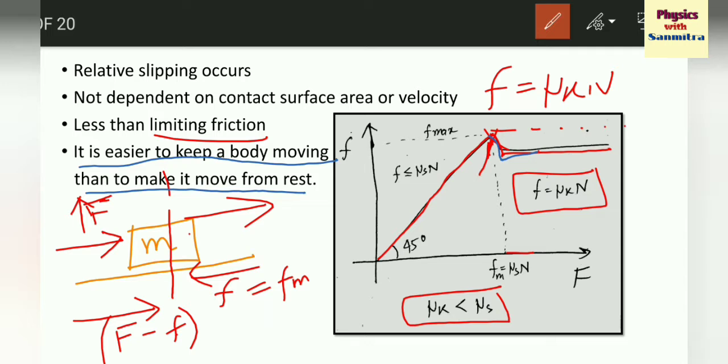Suppose I am moving a block with, say, velocity v, that is easier than to start its motion from rest. So we have to apply more force to make it move than to continue its motion.